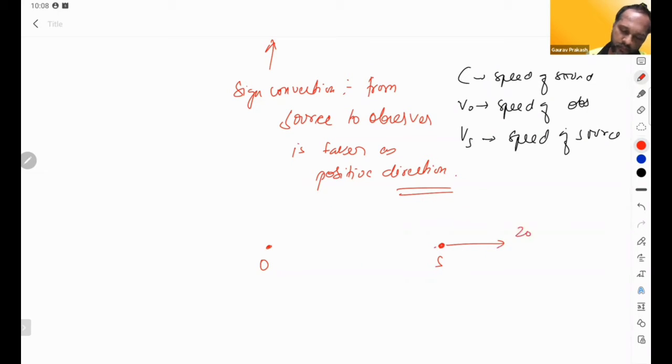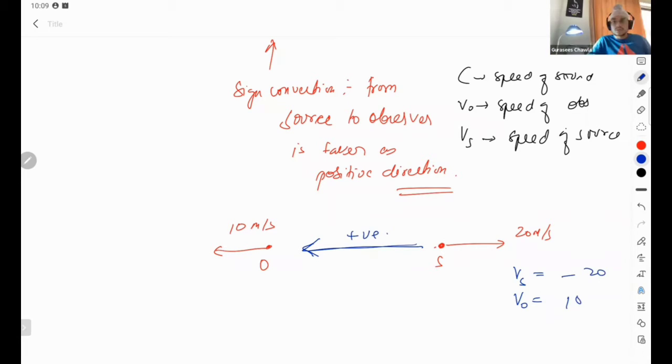this direction with let's say 20 meter per second and observer is moving in this direction with 10 meter per second. So what is the value of VS and what is the value of VO? So source to observer, this direction is positive direction. So this is observer is 10 and this is minus 20. Okay, got it? समझ आया? So this is very important. Source to observer is taken as positive. Any confusion? No.